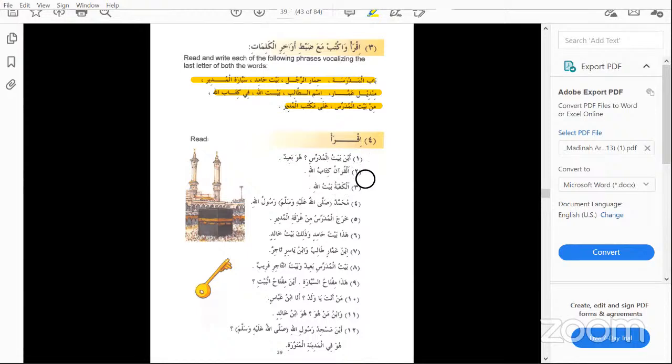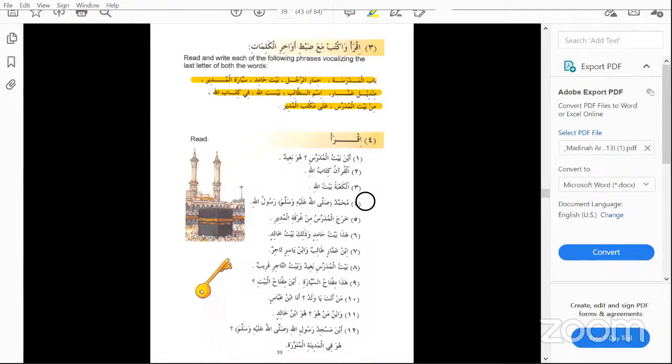Can I have Sister Seema Asghar on the mic? Brother, can you read 1 to 4, please? Aina Baitul Mudarrisi Huwa Ba'idun. Where is the teacher's house? It is far. Al-Kitab al-Lahi. The Quran is Allah's book. Correct. No, al-Ka'batu, not al-Kitabu. Al-Ka'batu Baitullahi. The Kaaba is Allah's house.